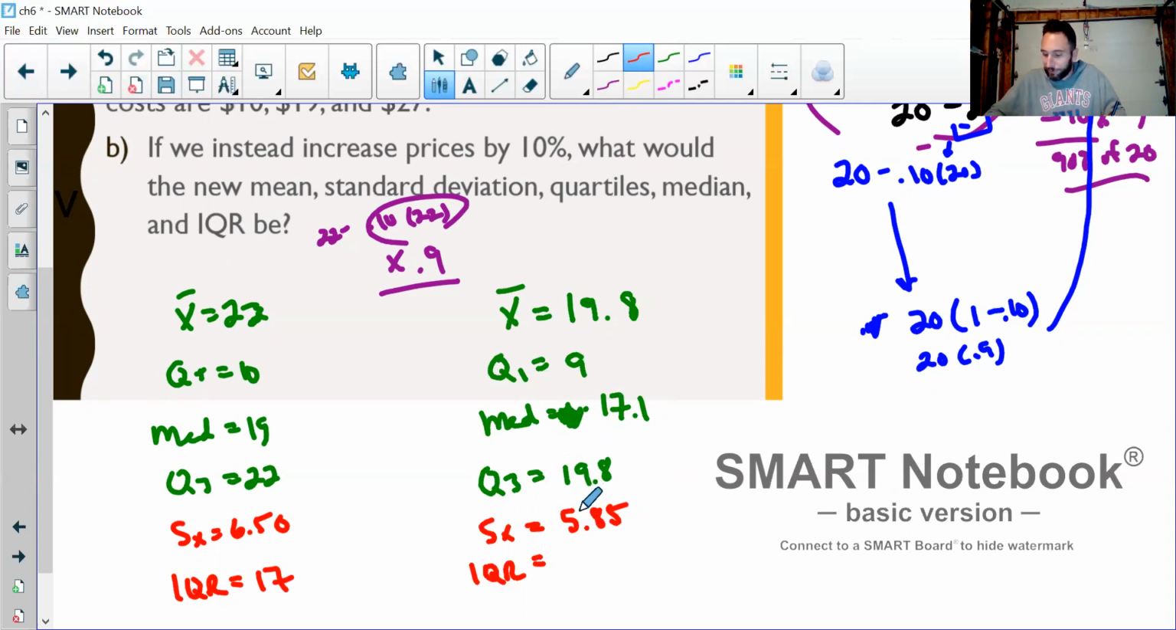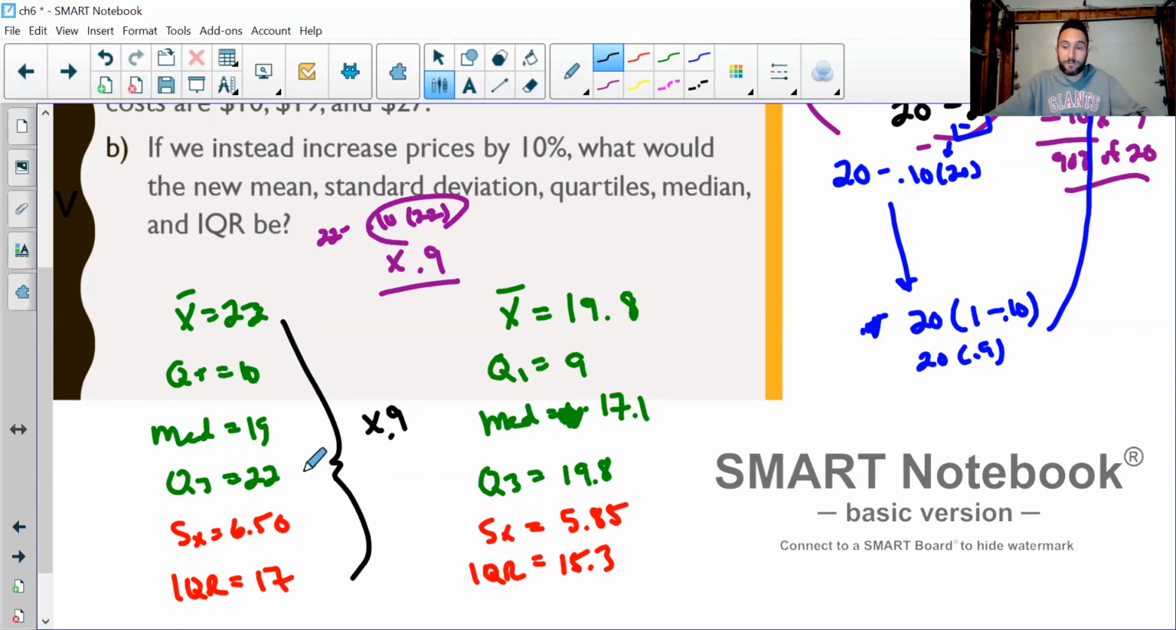And then 17 times 0.9, 15.3. So rescaling, everything changes. If we're rescaling, we take every single value and we multiply by 0.9. So no big deal. One more, let's do it.